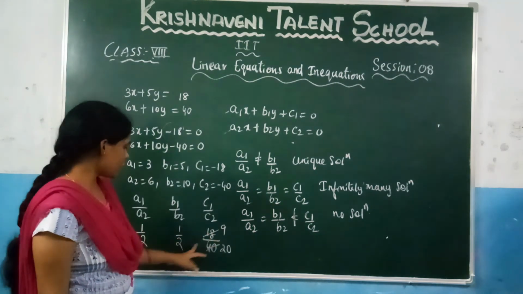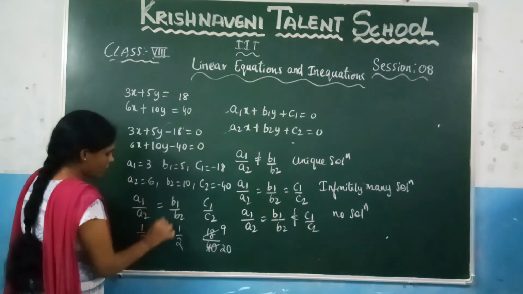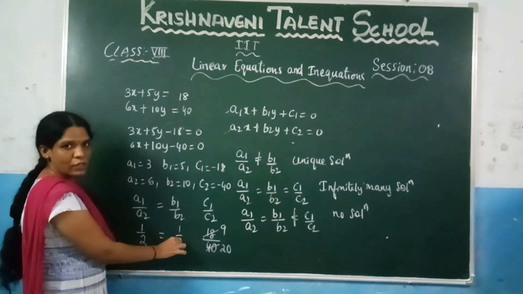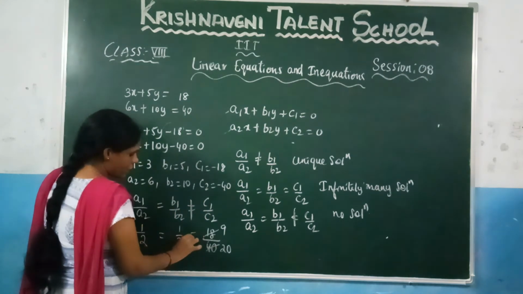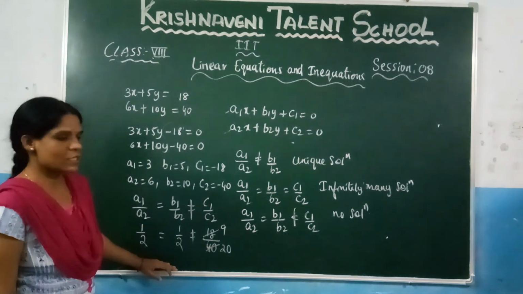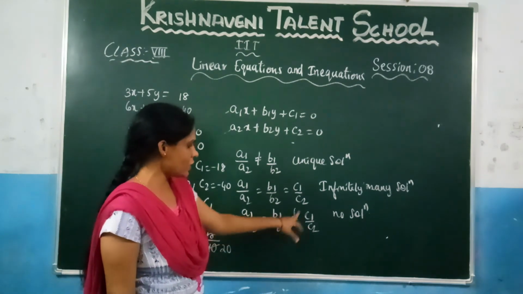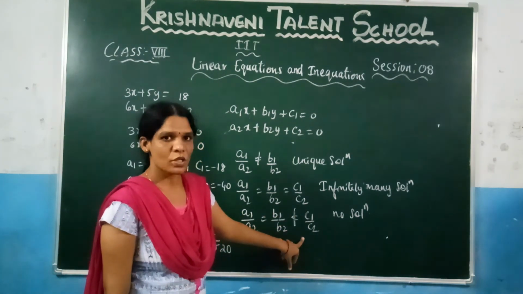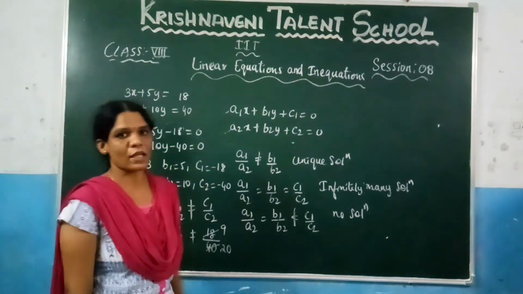So after that you got a1 by a2 is equal to b1 by b2, because these two values are equal. Now you got that this is not equal to c1 by c2. What is the condition here? It is satisfied: a1 by a2 is equal to b1 by b2 is not equal to c1 by c2. So we can say that these equations are not having any solution.